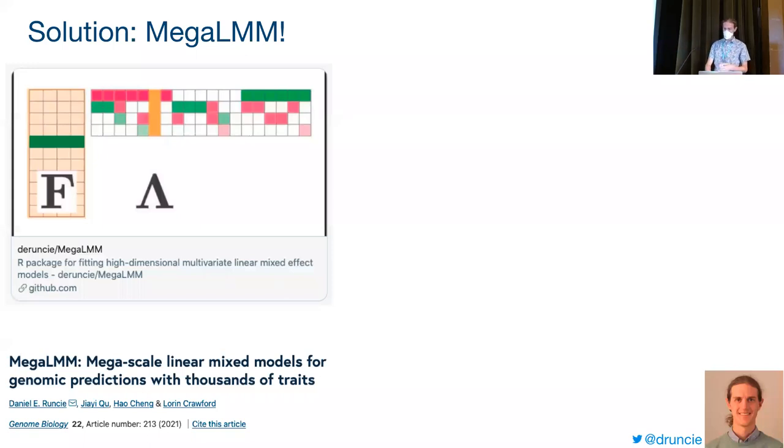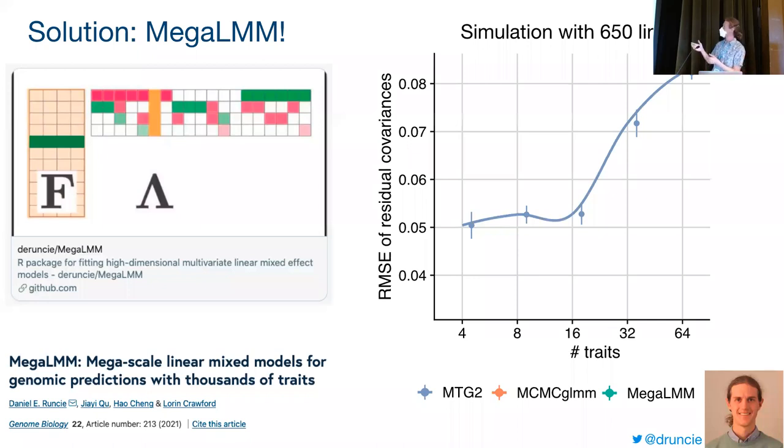Just to show you that it works, this is a figure from our paper on this. We did a simulation in a data set with about 650 lines, and we simulated different numbers of traits with a particular covariance structure, and then re-estimated it with the model. The first curve shows the estimate if you do it in a naive or traditional approach using REML, the software is MTG2, and you see the expected thing: as you add more traits, the accuracy of that estimation goes down. Accuracy goes down, the error goes up.